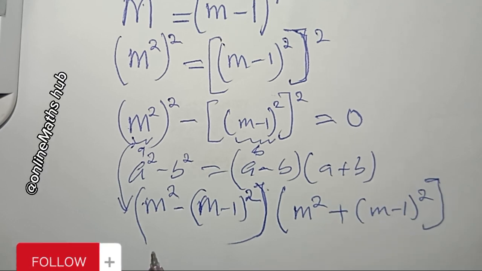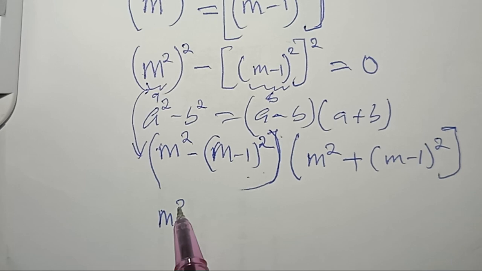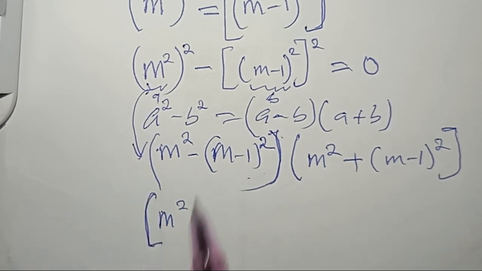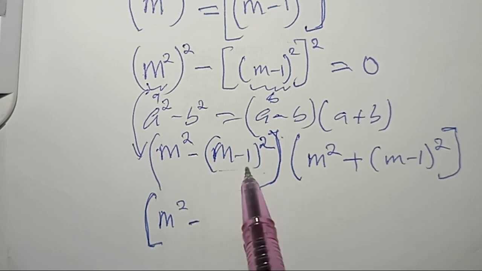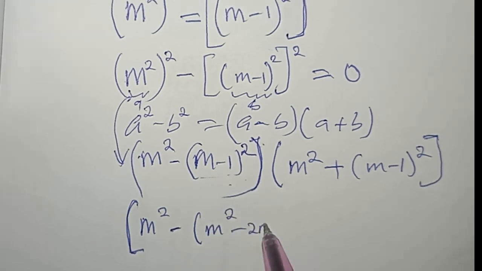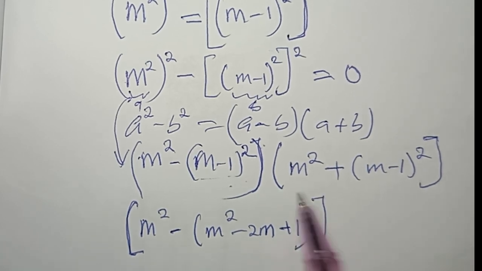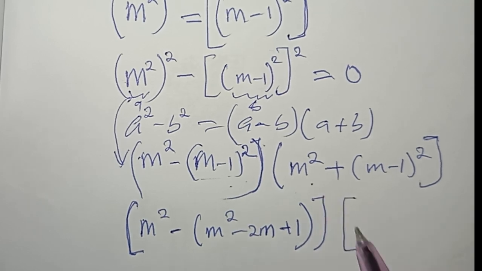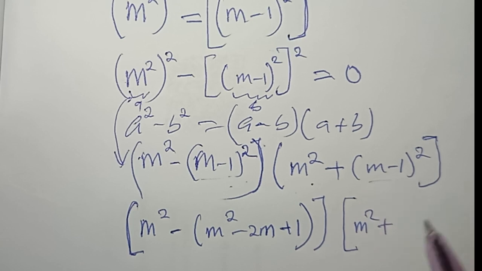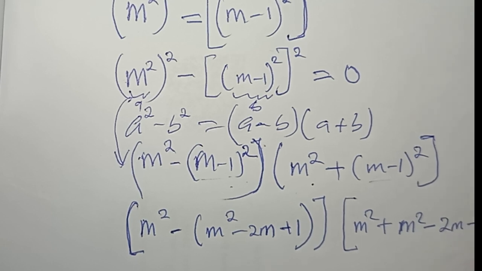If I simplify this, what I'm going to have is, in bracket, m^2 minus, and if you expand this, what you have is (m^2 - 2m + 1). And for this one, it is m^2 plus, if you simplify, (m^2 - 2m + 1).